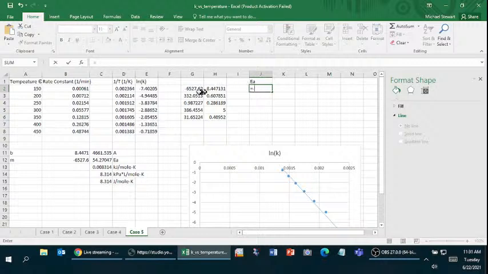It's negative of that times. So what this is telling me is that the activation barrier is 54.27064, but the number beneath it, that's 332, that's the uncertainty in the slope. So it's 54.27 with an uncertainty of plus or minus 2.8 kilojoules per mole.